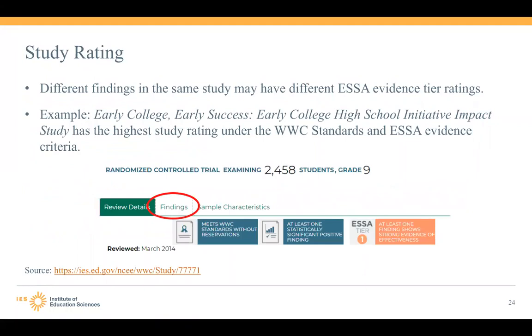So here is a study that examined the impact of the early college high school intervention. If you selected the study from the WWC review of individual studies, you would see a study snapshot that's on the slide in front of you. In this snapshot, the study has a rating of meets WWC standards without reservations and ESSA Tier 1. These ratings are based on the highest rated finding. Like I said, though, different findings could have different ratings. To see if a study has other findings and their ratings, you'll need to click on the Findings tab, and it has a red oval around it on your screen.